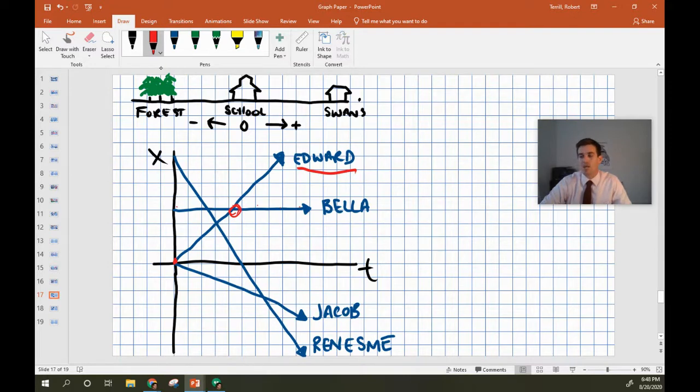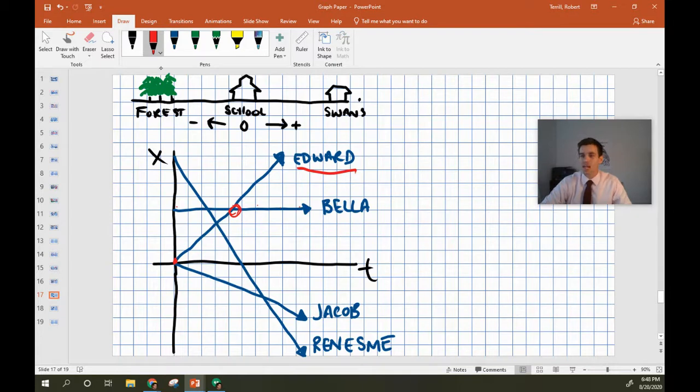Now let's talk about Jacob. Jacob went the other direction. Jacob, unfortunately, doesn't get to be as exciting because I already did Edward's character and I had to make Jacob different. So Jacob went the opposite direction because they don't agree with each other. Jacob is moving towards the forest, but he's not going as fast. And you can tell that he has a less steep slope. So he's going less fast. And because his slope is negative, unlike Edward's, he's heading in the negative direction.